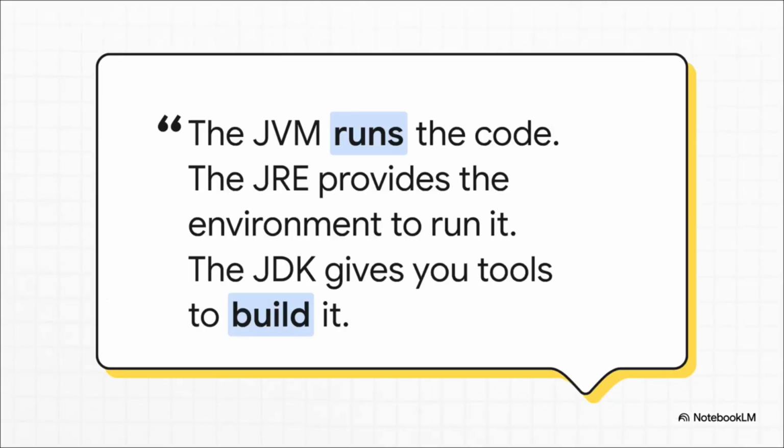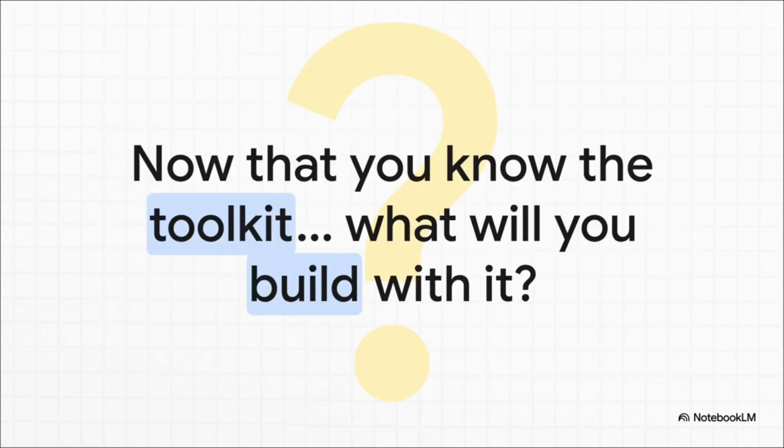Honestly, if you remember just one thing from this whole explainer, let it be this. The JVM runs the code, the JRE gives you the environment to run it, and the JDK gives you the tools to build it. Engine, car, factory, simple as that. So next time you see those three acronyms, you'll know exactly what you're looking at: the engine, the car, or the whole factory. And the only question left is, now that you know the toolkit, what are you going to build with it?